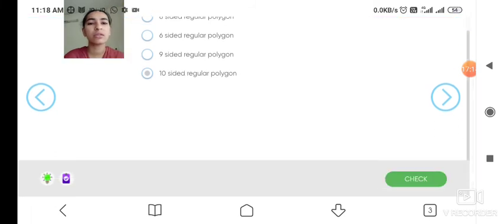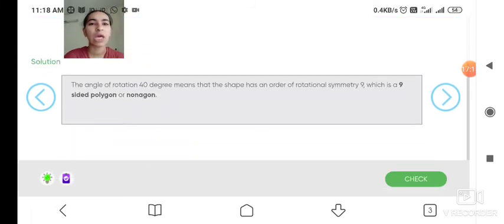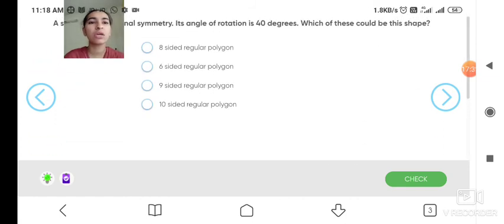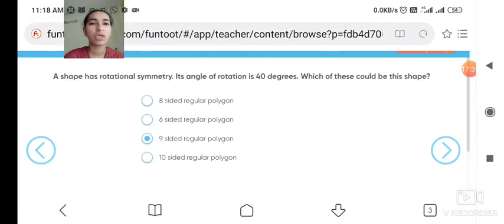Okay, let's see the answer. 40 degrees means 9 times 40 is 360. So it has order of symmetry 9, which is a 9-sided polygon or nonagon. Counting from 40 till 360 complete: 40, then 80, then 120, like this. We have to count how many rotations there are, 9. So it should be a 9-sided regular polygon.